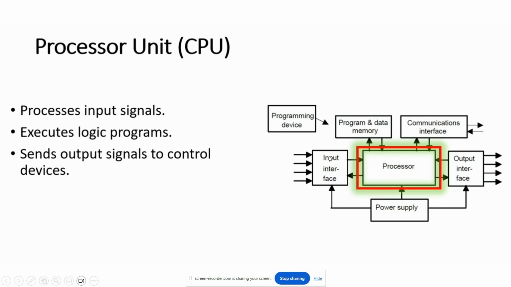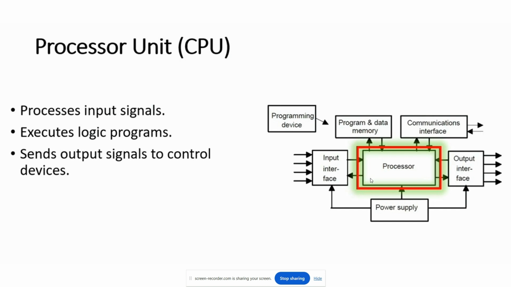kwamba hapa kwenye input interface tuseme labda kuna sensor kama tulivyosema kwenye conveyor. Let's say kuna entry sensor na exit sensor. Entry sensor imesense, let's say there's a box in the conveyor, then inafanya logic execution of the program, kwamba program ulioipa processor, labda umeambia processor, if the sensor at the entry sees the box, switch on the conveyors.